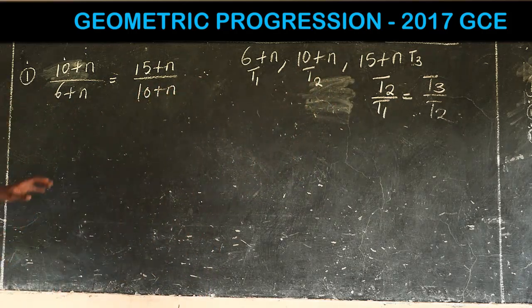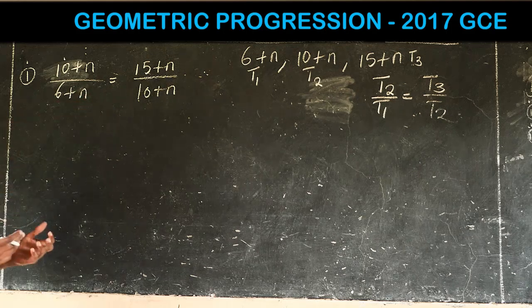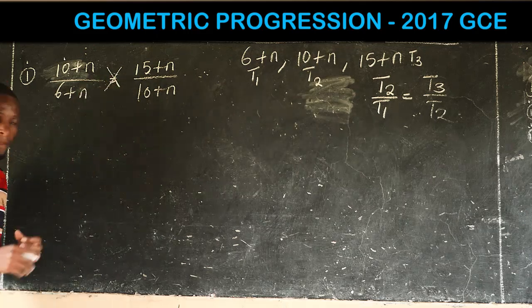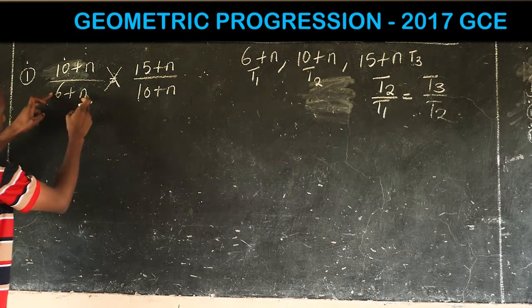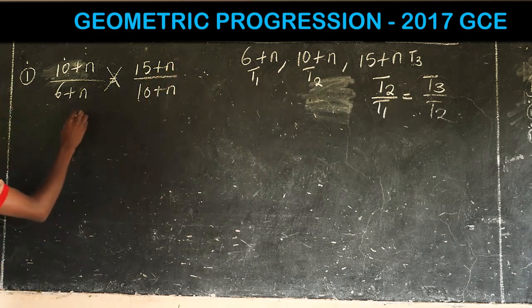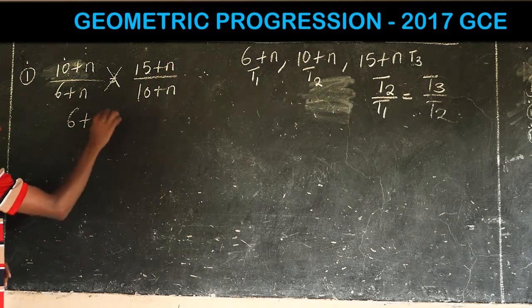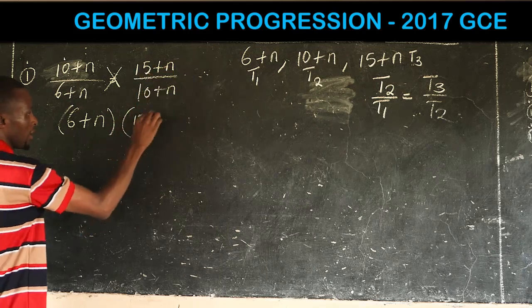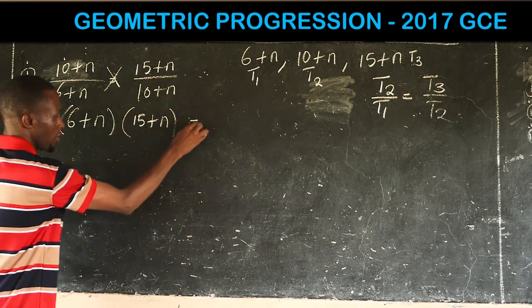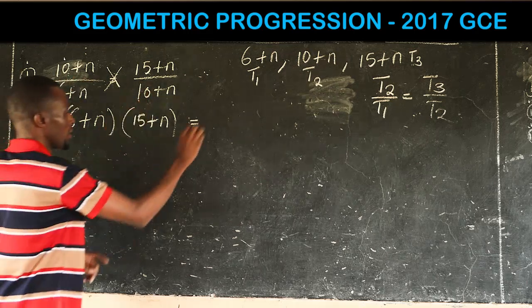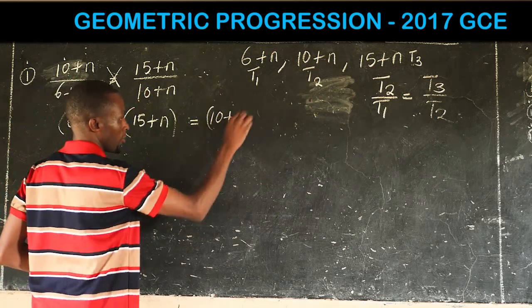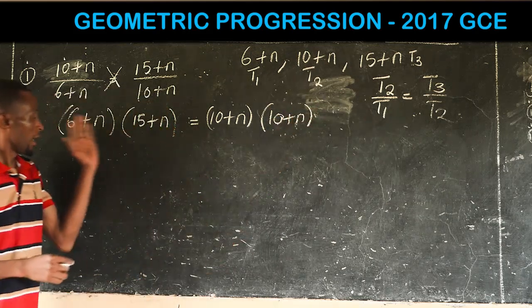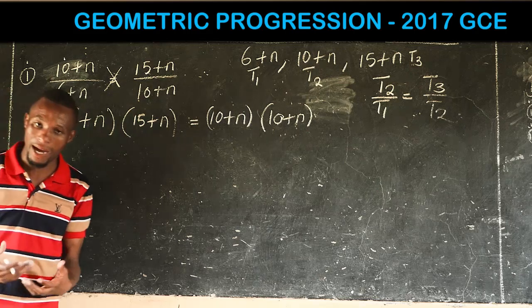Having this expression, we are now going to do cross multiplication. So we write 6 plus n in brackets, and then open another bracket, 15 plus n, close, equal to 10 plus n in brackets times 10 plus n. Later on, we are going to expand.